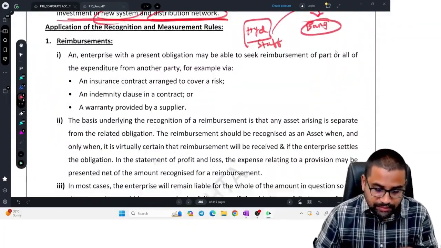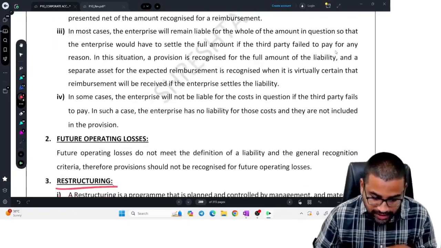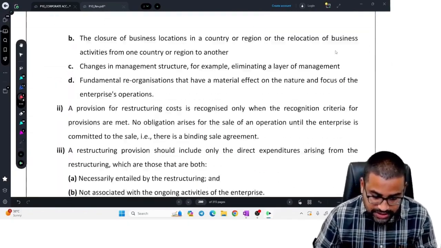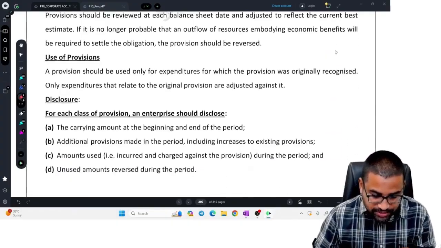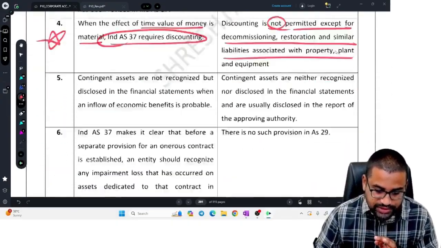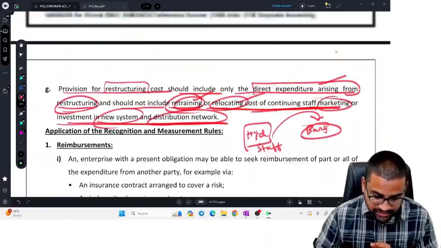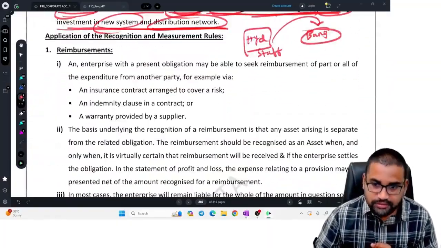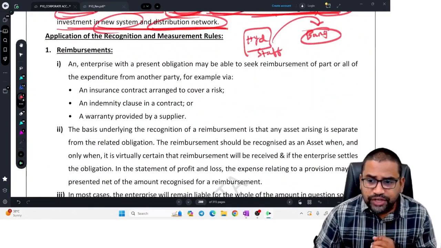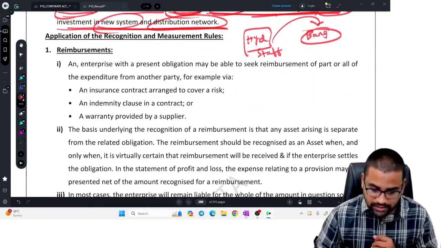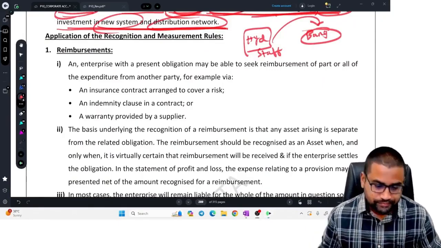Now we have some additional concepts like reimbursement, future operating losses, restructuring, then change in provision, use of provision, and then disclosures. Then comparative study, this standard will be completed. We need to discuss now these additional points.